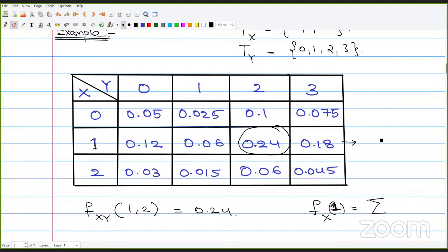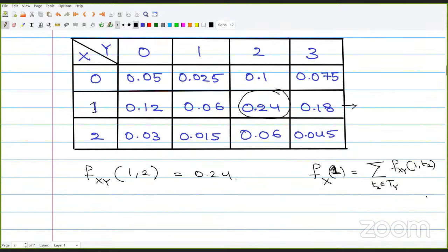This is a summation: you just change the y values which belong to the range of y, f of x,y at 1 comma t2. So t2 can take 0, 1, 2, 3. From there we get 0.12 plus 0.06 plus 0.24 plus 0.18. If you sum this, you will get 0.6. So what you give as a subscript is the variable for which you are finding the marginal PMF, here x.